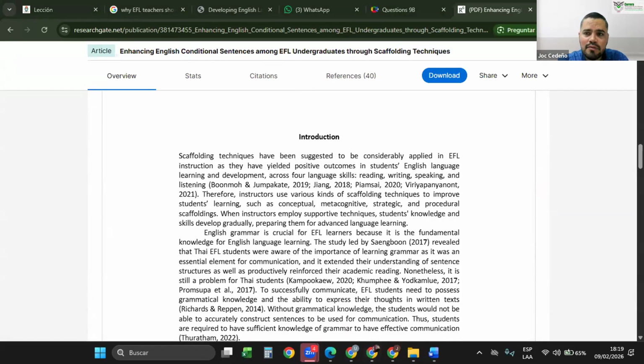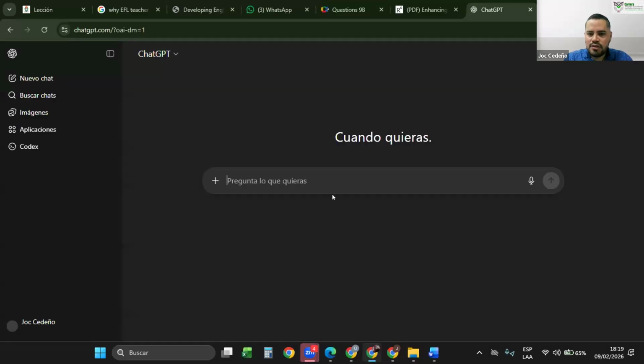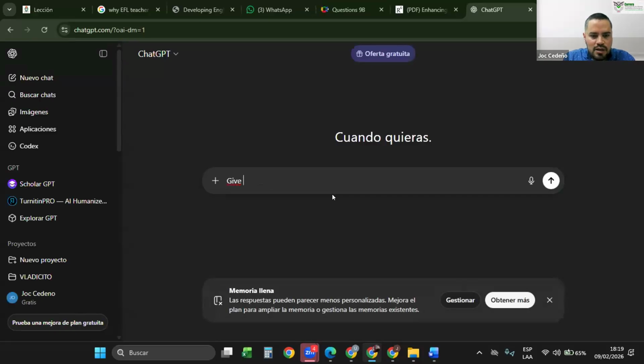And don't forget that we have a faster way to figure it out, which is through AI, artificial intelligence. I can ask, give me a strategy on how to teach first conditional. But remember, you should be very specific. Your students are adolescents or adults, okay? So, for example, my students are adolescents.